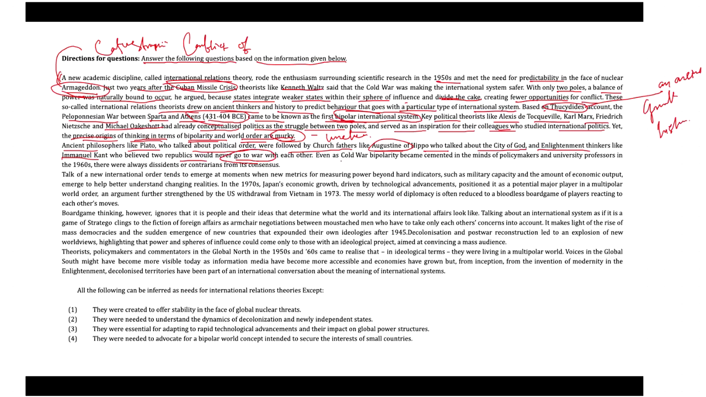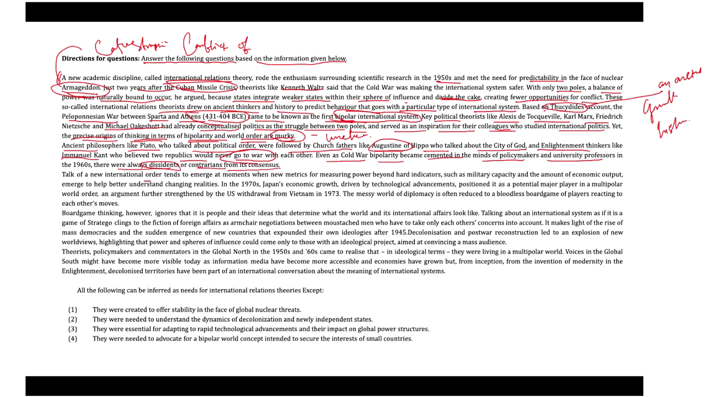Even as Cold War bipolarity became common in the minds of policymakers and university professors in the 1960s, there were always dissidents or contrarians. Dissidents or contrarians means those opposed to the consensus. And consensus means general opinion, right?